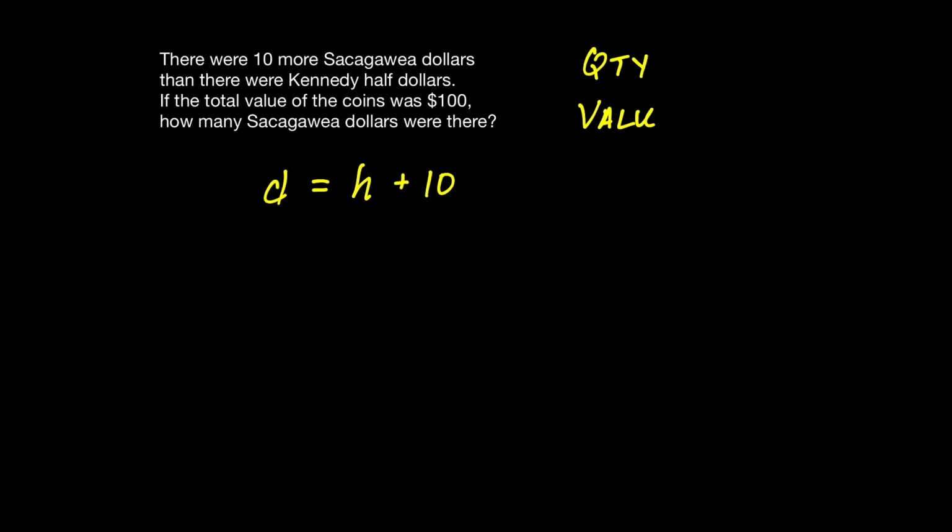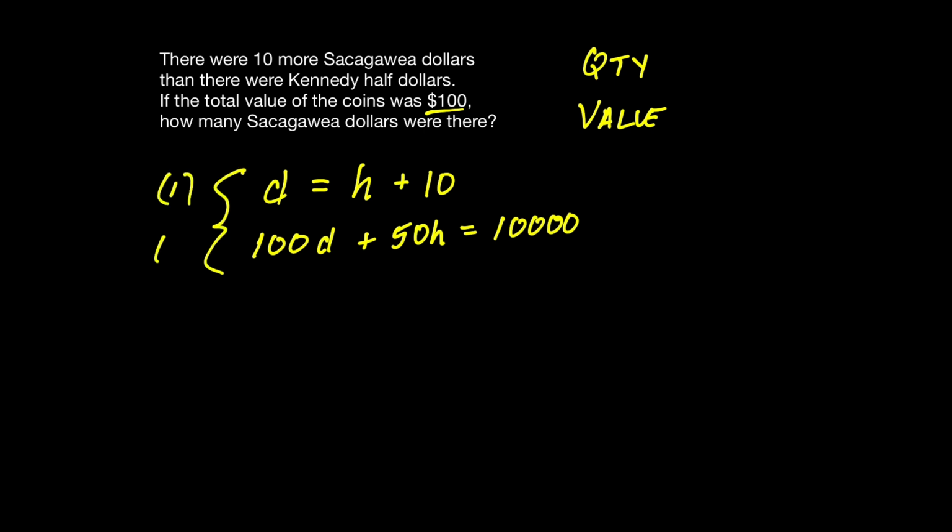Now we're going to look to the value statement. I did not make a very good E there. All right, so how much is a dollar worth? Well, I'm going to write it as 100 cents. So 100 cents per dollar plus 50 cents per half dollar. And that equals a total of $100, which is 10,000 cents. So we have our system of equations. Be a good little equation solver and number those.